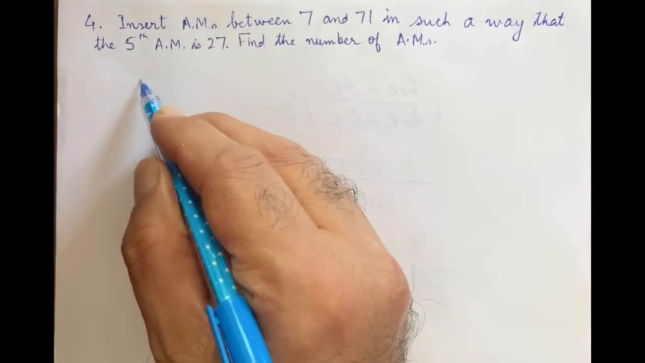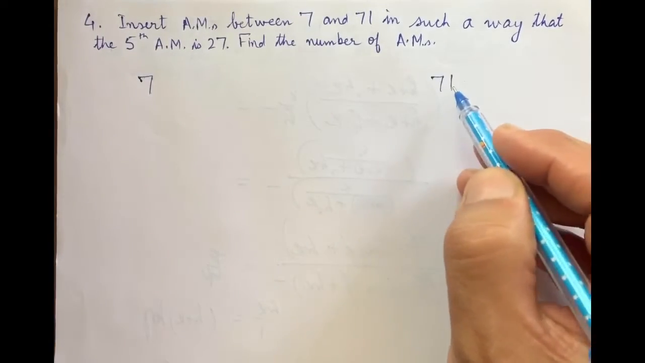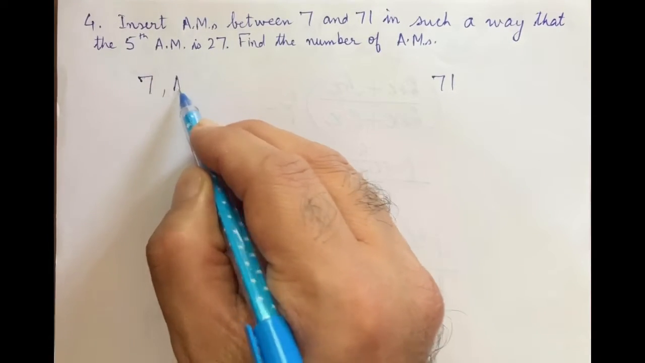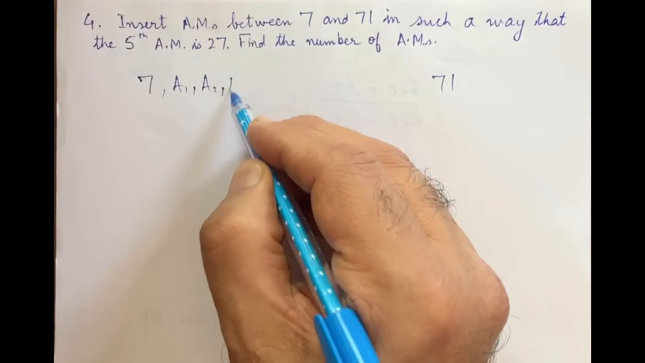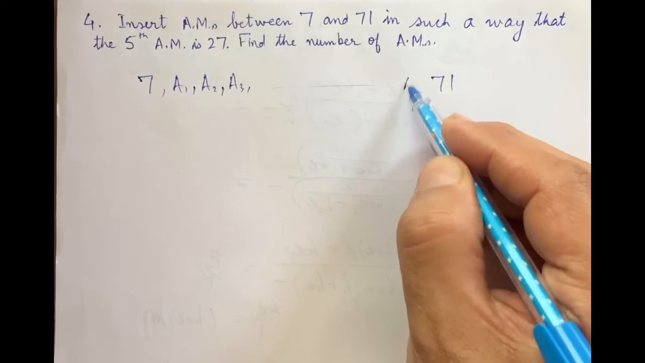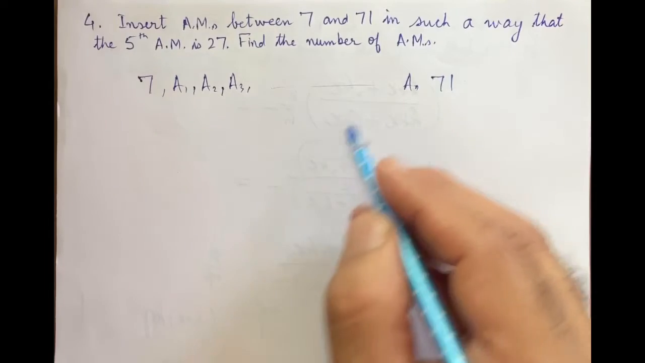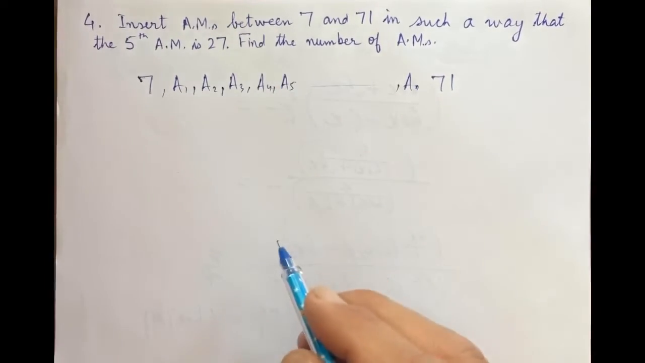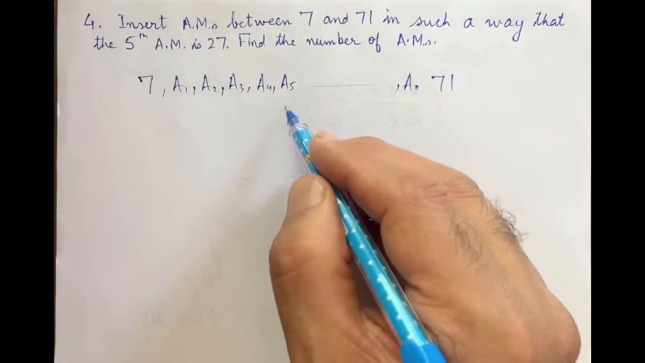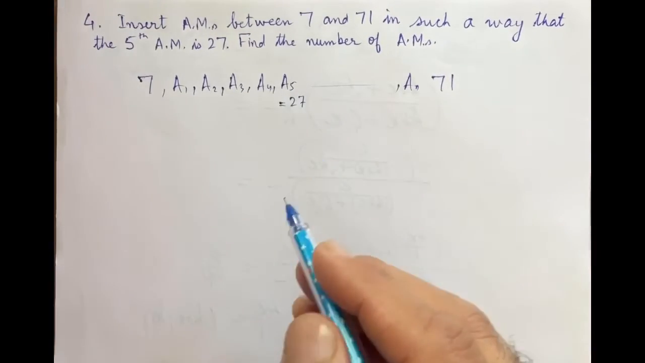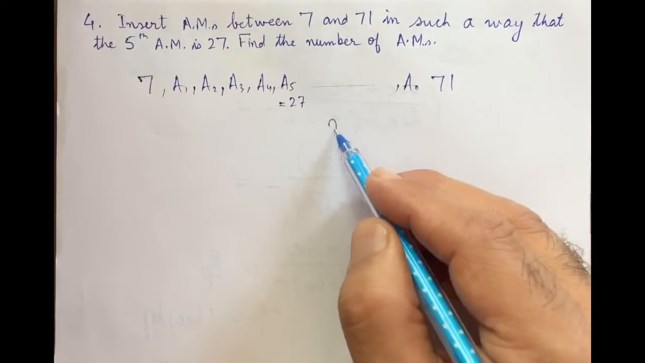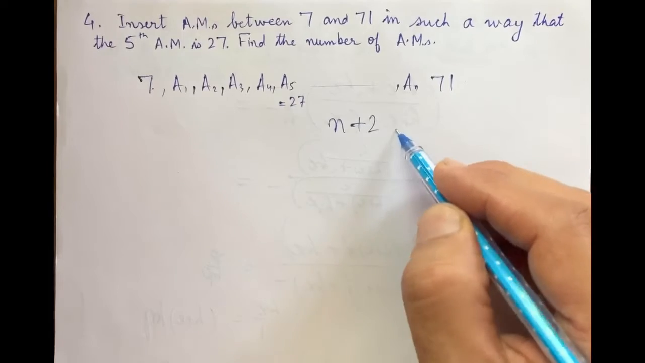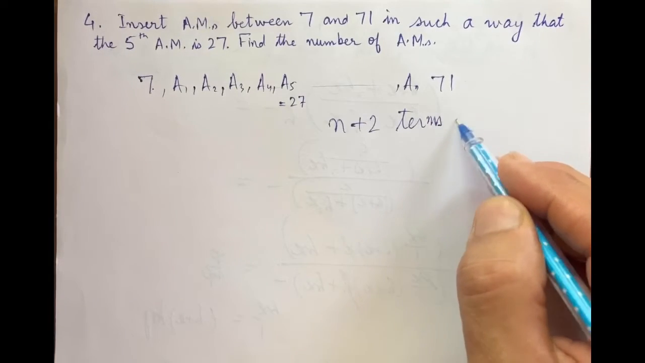So there are 6 arithmetic means inserted between given two numbers 3 and 17. We are given numbers 7 and 71, and there are n number of arithmetic means, say a1, a2, a3, and so on up to an. What is given is that fifth arithmetic mean a5 is 27. So let us say there are n arithmetic means. With n arithmetic means and 2 numbers, we have n plus 2 terms in AP.